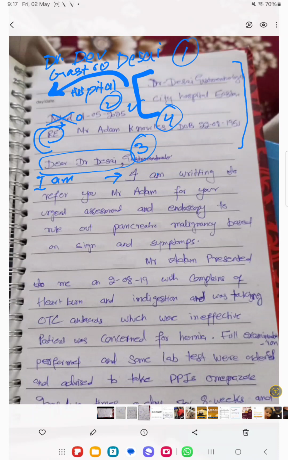So we'll write, I'm writing to refer Mr. Adam, who has presented with signs and symptoms suggestive of pancreatic malignancy. And then after that you will write the second part: your further assessment and management, or you would say, your urgent assessment and management including an endoscopy would be highly appreciated.